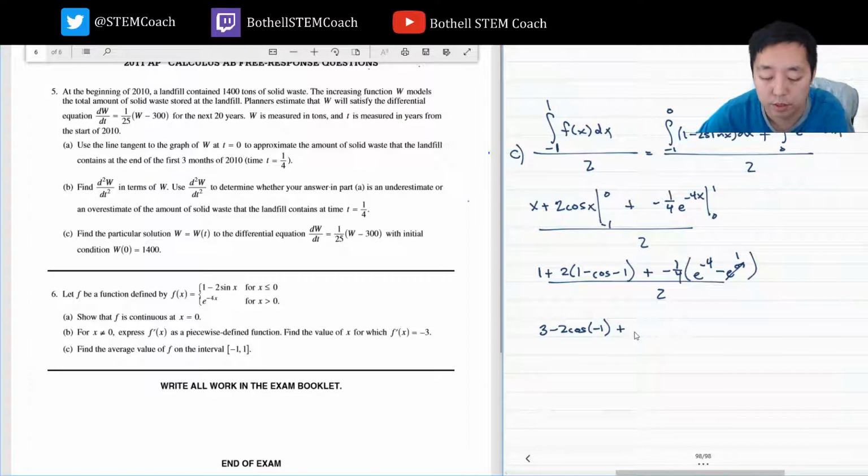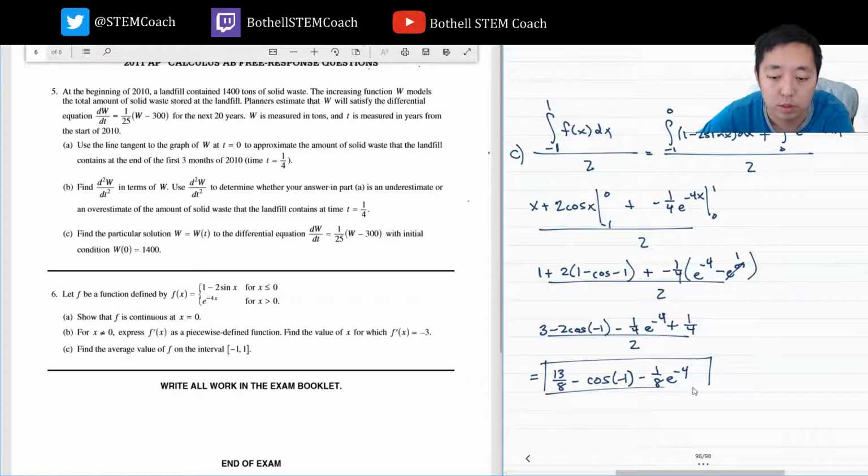Plus, minus 1/4 e to the minus 4, distributing the minus 1/4, plus 1/4, over 2. I'm just going to combine the 3 and the 1/4, and call it a day. That's 13/4. And then let's divide by 2. That would be 13/8 minus cosine of negative 1 minus 1/8 e to the minus 4. Hopefully I didn't mess up the algebra there. I probably should check it, so we will just go ahead and check it with the solution key.